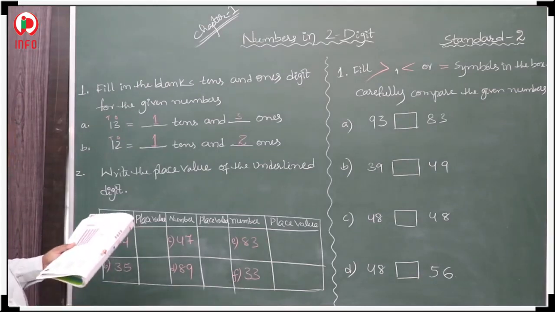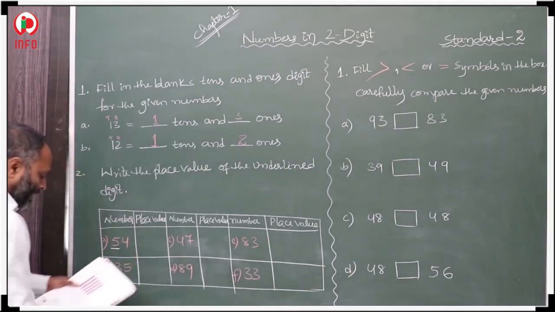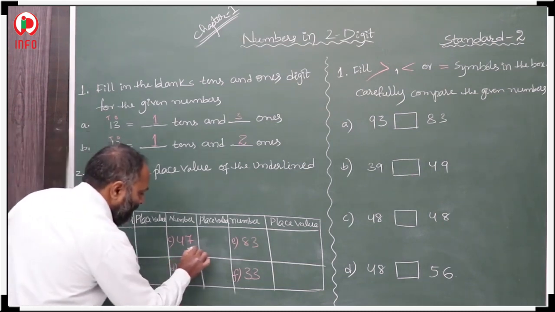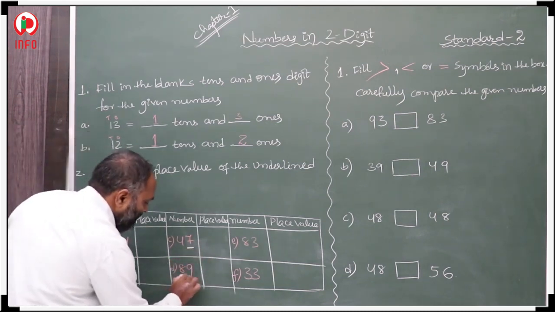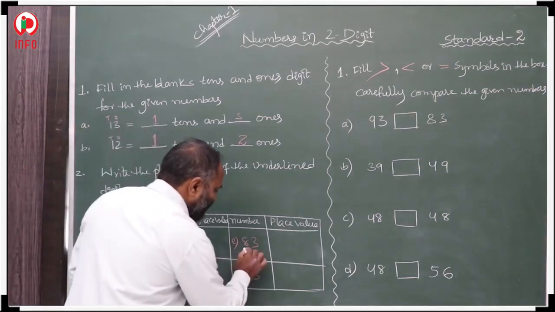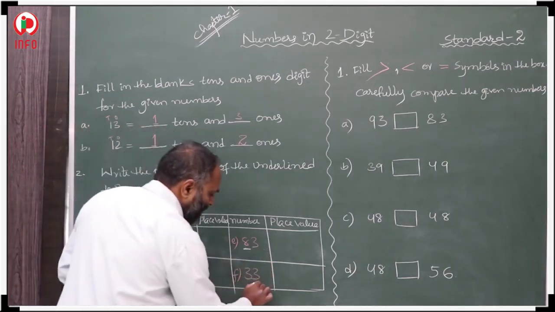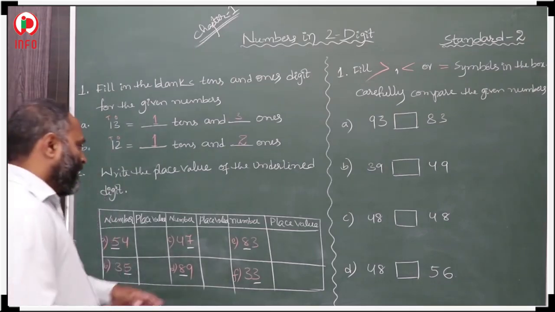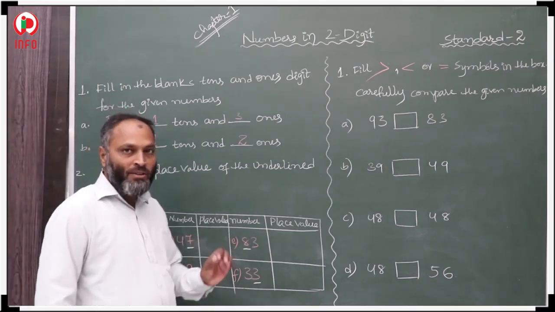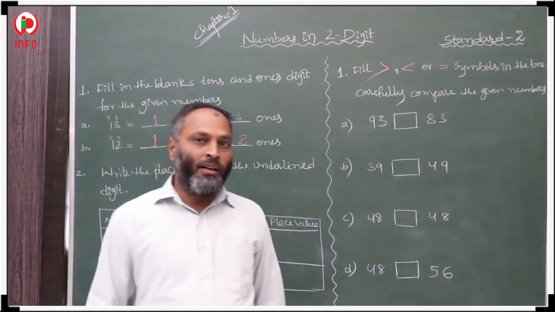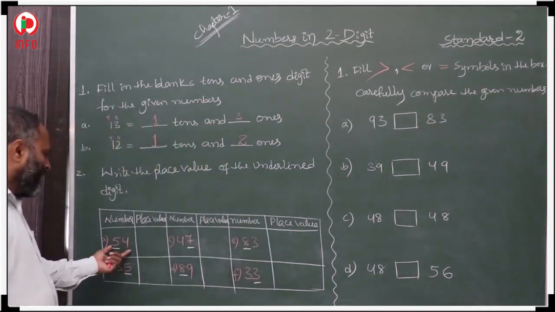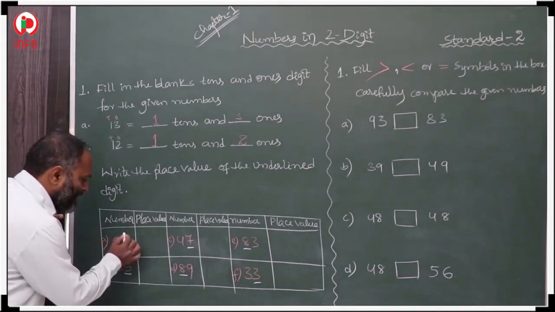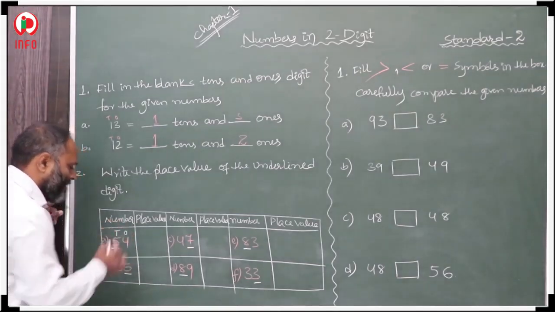In these numbers, 5 is underlined here and here also 5 is underlined. Here 7 is underlined. Here 8 is underlined. Here 8 is underlined. Here 3 is underlined. So here we have to write the place values of the underlined number. First, the first number is 54.